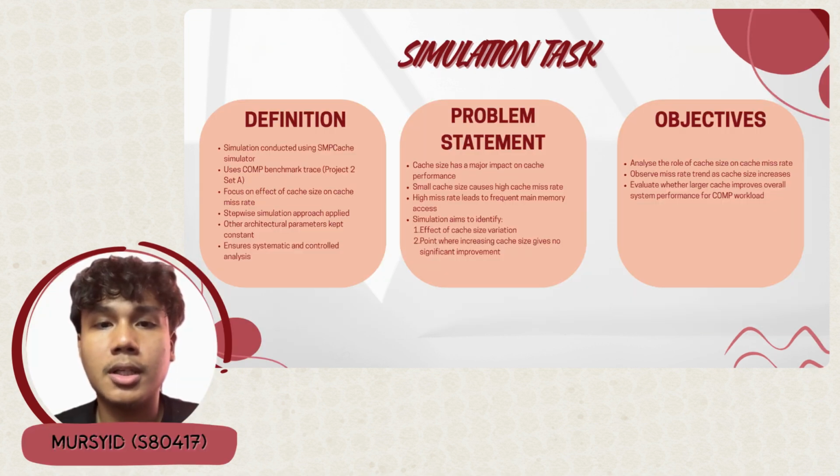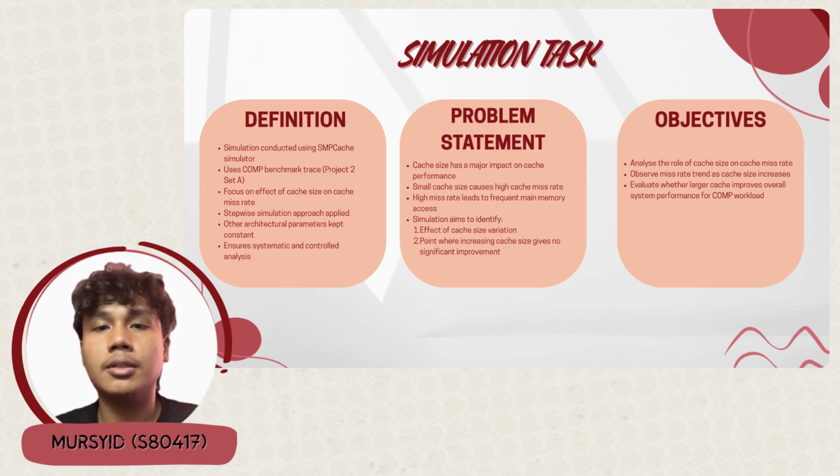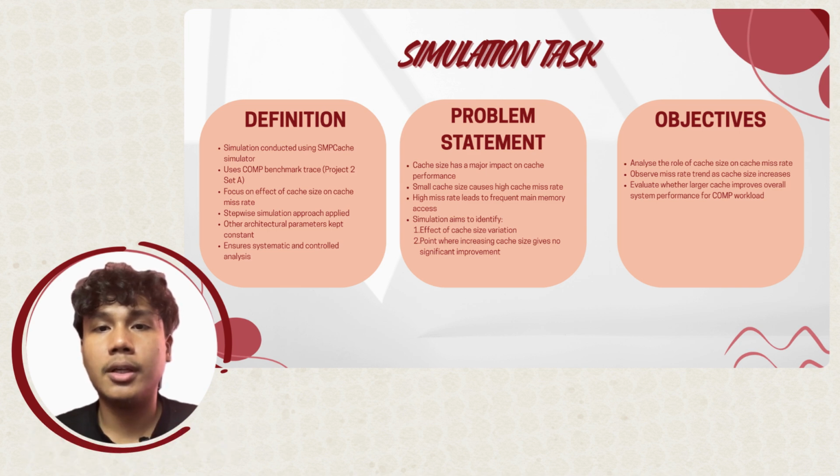I will explain the simulation task. We use the SMPCache simulator. The benchmark used is COMP from Project 2 Set A. The main purpose of this simulation is to see how cache size affects cache miss rate. We use a step-by-step approach where only cache size is changed and all other system settings are kept the same. This helps us do the simulation in a controlled and fair way.